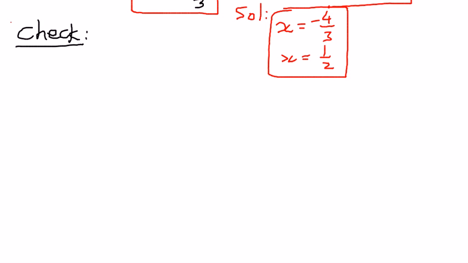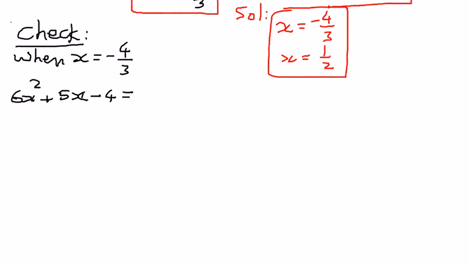Check when x is equal to -4/3. How do we check it? We're going to write the given equation down, which is 6x² plus 5x minus 4 is equal to 0. Wherever we see x, we will substitute -4/3.